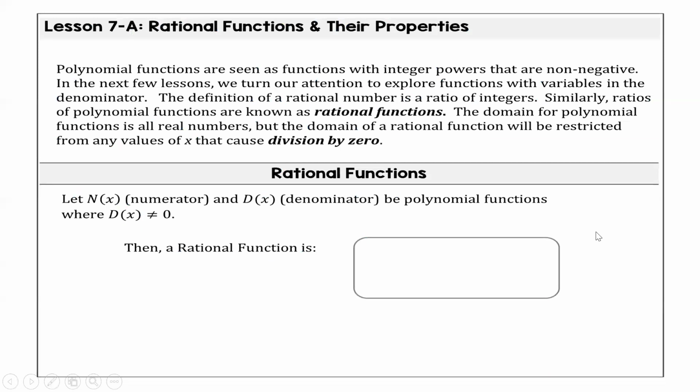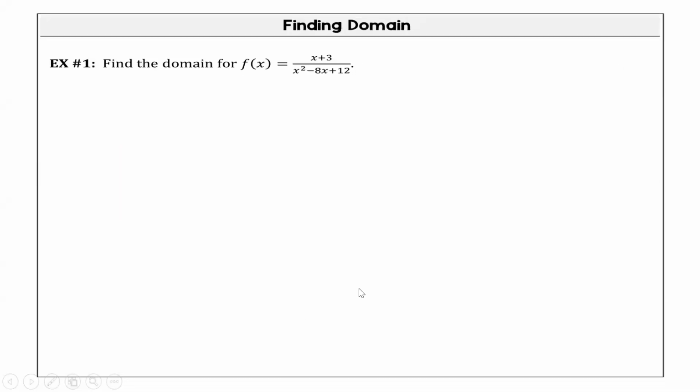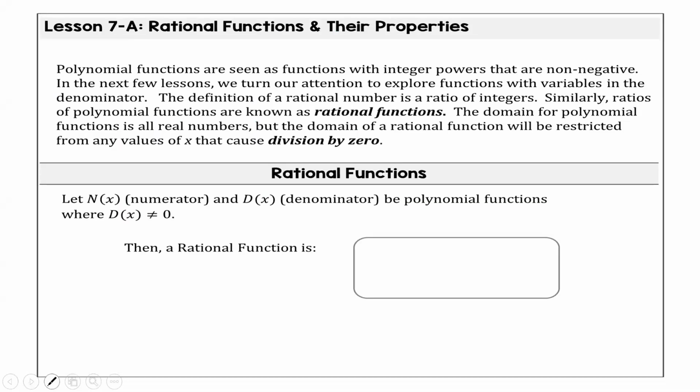Essentially, a rational function means that you have a polynomial in the denominator, okay? And in the numerator. So when you have a rational function, we're going to call it R of X. R of X equals N of X divided by D of X. So we have a polynomial in the numerator, but the main thing here is that we have a polynomial in the denominator. And that's what makes it a rational function.